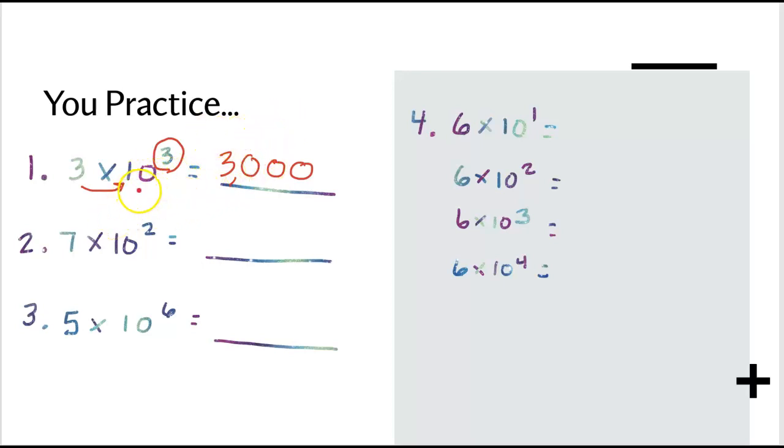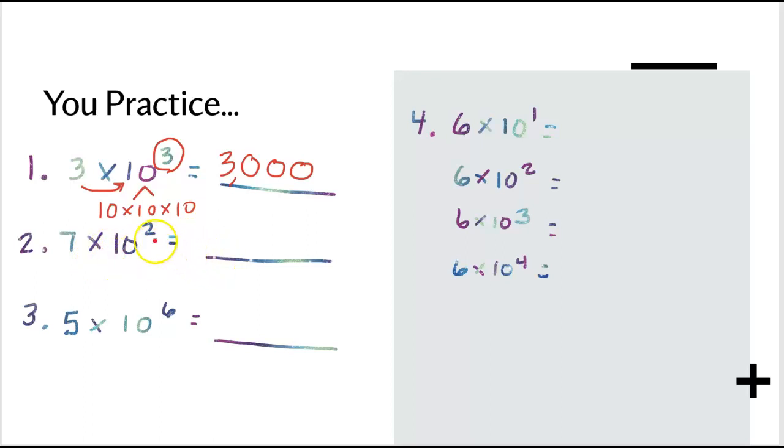But you need to understand that you can't just put 3 zeros behind the base number. Okay, you have to be able to break it down, because 10 to the third is really 10 times 10 times 10. 100 times 10 would be 1,000. So then 3 times 1,000 would give you 3,000. Okay, let's try this one.